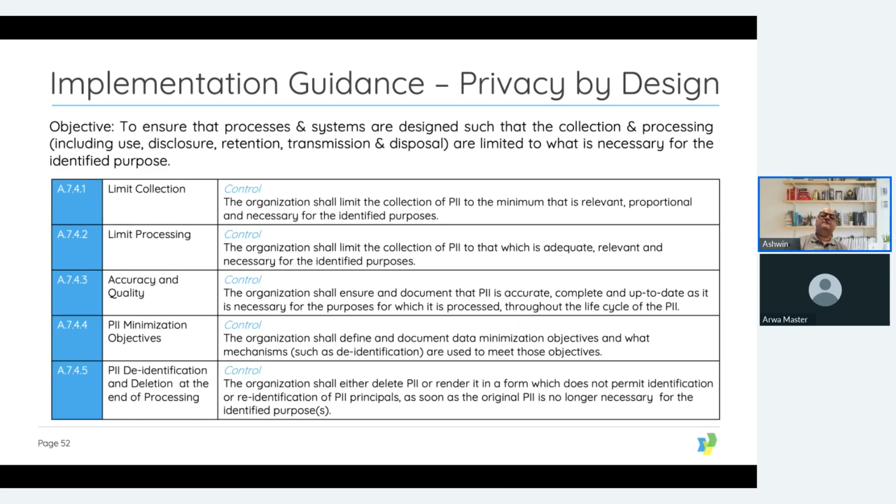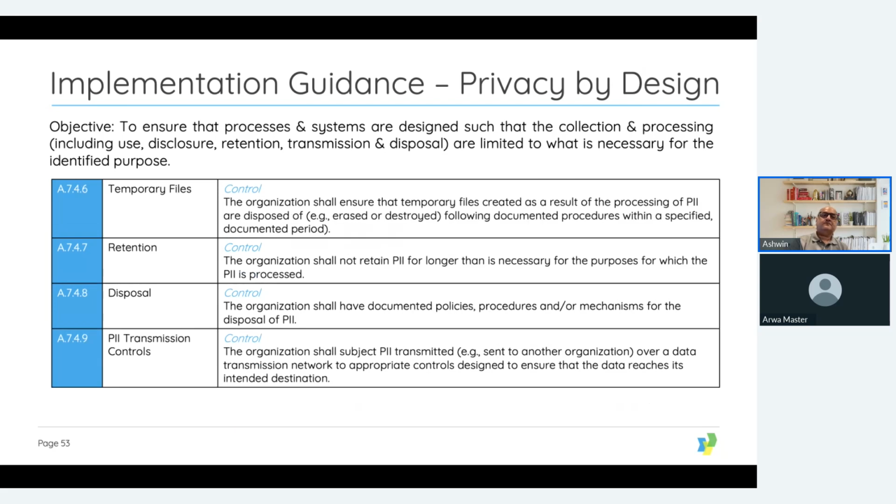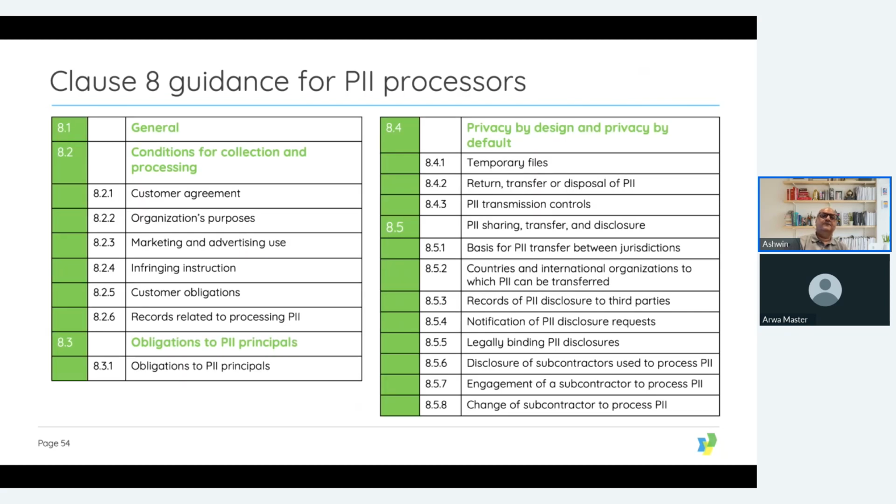Now, there's an implementation guidance also provided under 7.4.4, which is the limit collection control. You should limit the collection, limit processing, accuracy and quality. We have just seen these requirements, and these are the guidances provided under the PIMS framework itself, right? How do we do that? Now, if you look at temporary files, retention, disposal, we just saw all of this once again, glancing through it. Again, it also gives guidance for processes.